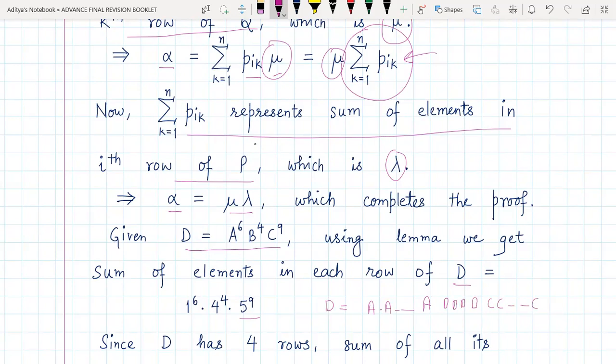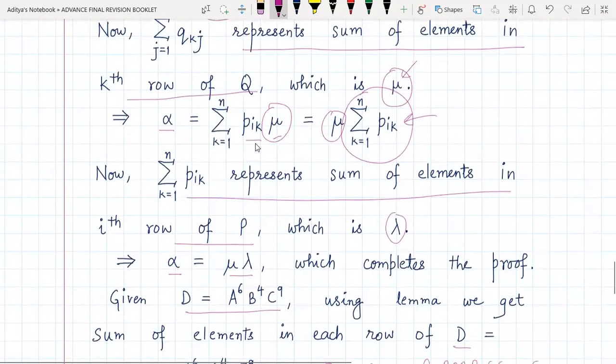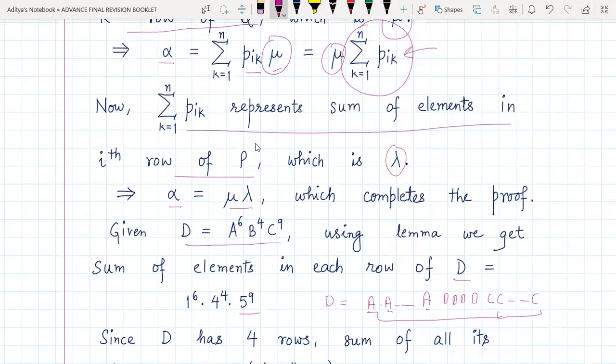But since we have just proved in the lemma that if these matrices are such that their sum of elements in each row is constant, then the product will also have sum of elements in each row as constant, and that constant value is simply equal to lambda into mu, which means the product of the individual sums of the rows of each matrix, right? So since for A we are given that the sum of elements in each row of A is 1, it will be 1 into 1 into 1 into 1 into 1, 6 times, so 1 power 6, into 4 into 4 into 4, 4 times, so 4 power 4, into 5 into 5 into 5, 9 times, so 5 power 9.